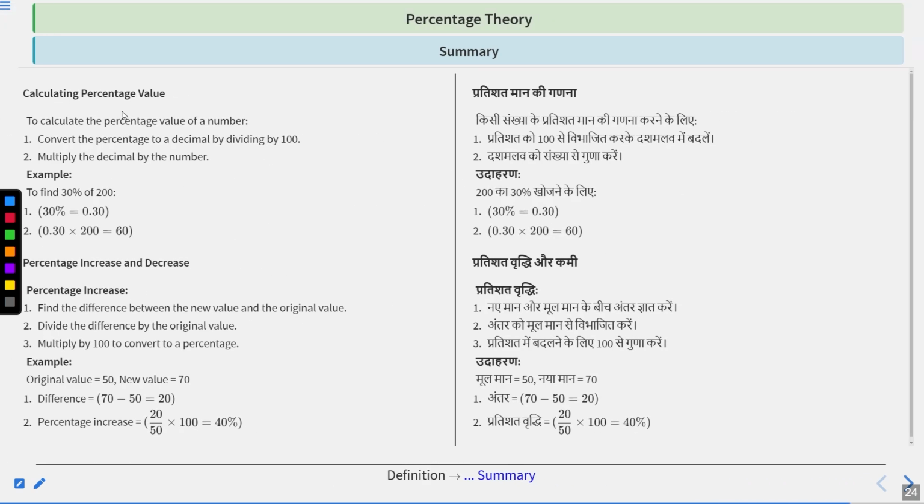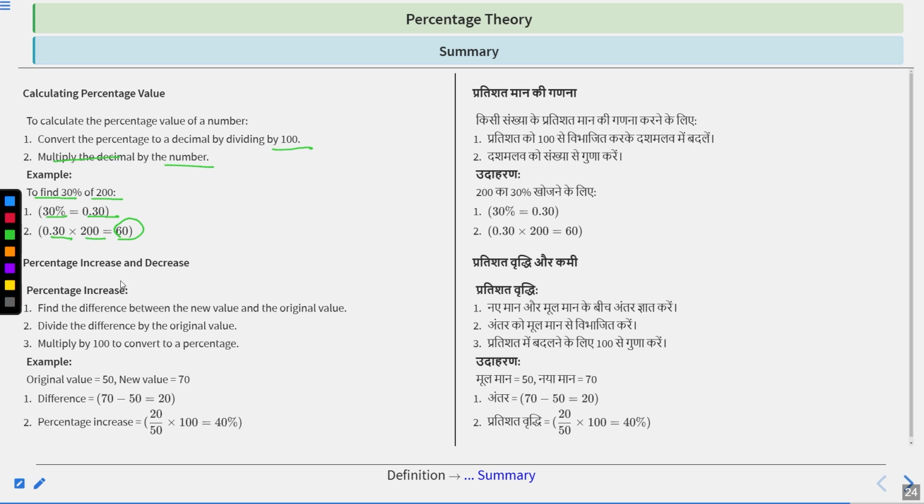Now, calculating a percentage value. To calculate the percentage value of a number, convert the percentage to a decimal by dividing by 100, then multiply the decimal by the number. So, find 30% of 200. When we convert 30% to a decimal, it becomes 0.30. We multiply 0.30 by 200 and we get the exact value we want, which is 60.